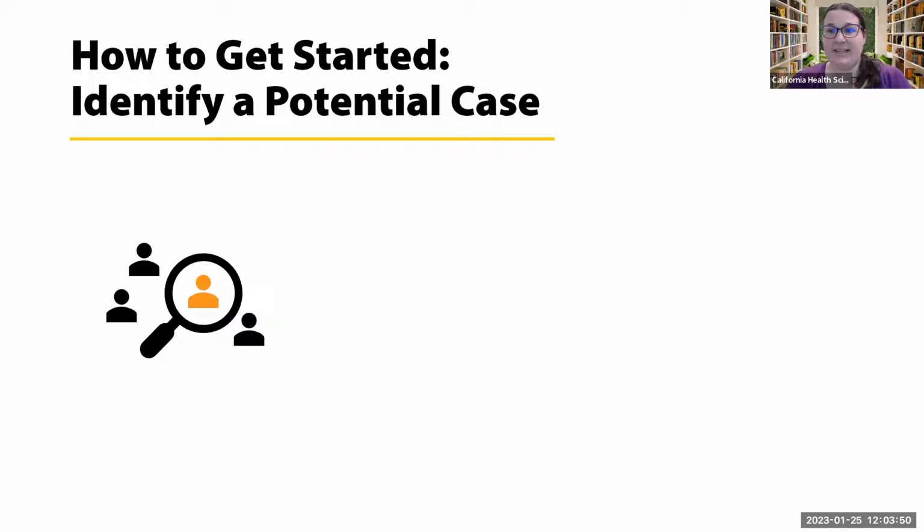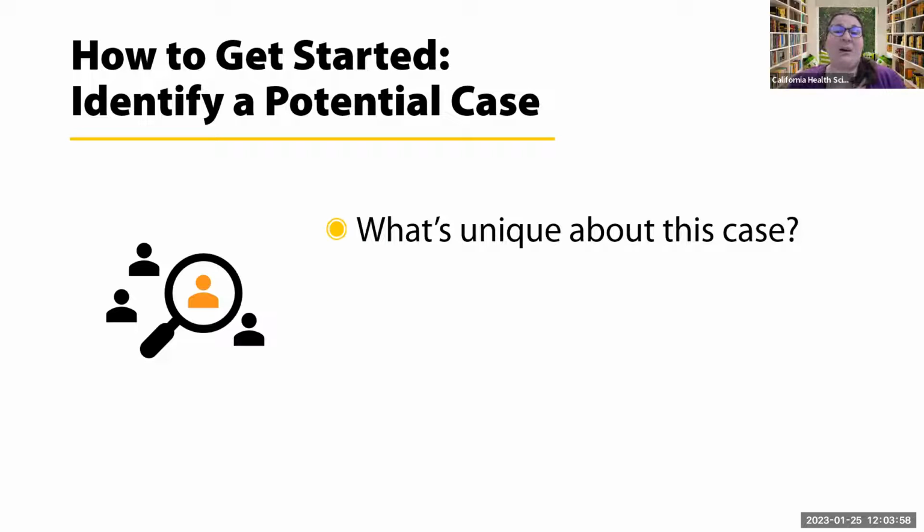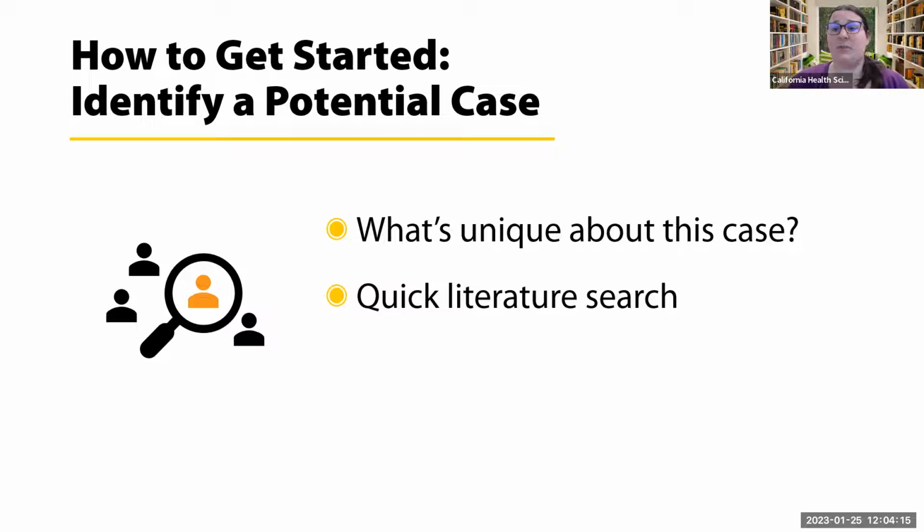So let's go ahead and get into how to get started. That is going to go with identifying a potential case. You want to think about, well, what's unique about this particular case? Is it an outcome, a diagnostic assessment, an intervention? Is it a new or rare disease? So you get to thinking about that. And then I would recommend that you do a quick literature search. You want to see if there are other case reports, because maybe your case isn't as unique as you think.